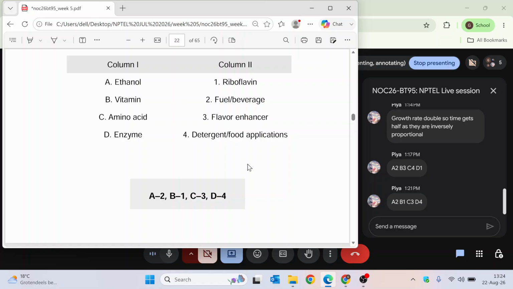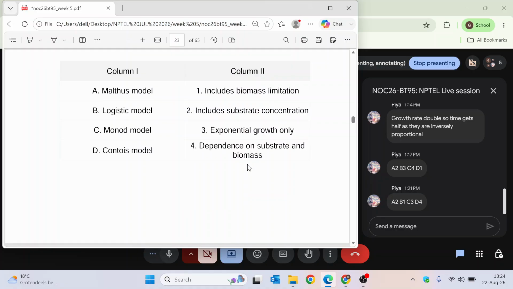So ethanol goes with fuel or beverage, vitamin with riboflavin, amino acid is a flavor enhancer, and enzymes as in detergent and food applications. Okay, match the models with their assumptions.